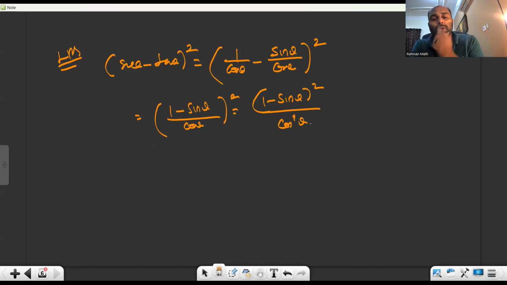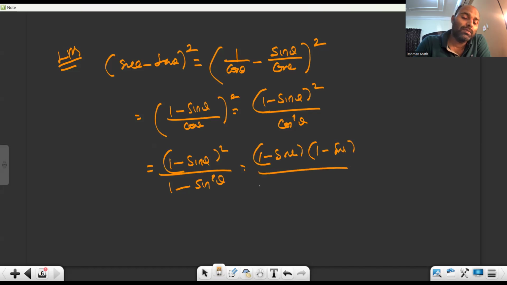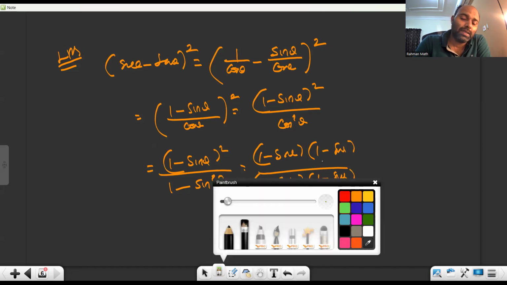Cos theta whole square means only cos square theta. Mistakenly, don't write cos square theta square. What is cos square theta? In the beginning I taught you. Cos square theta is 1 minus sine square theta. Numerator repeated twice. And the denominator a plus b into a minus b, cancelled.